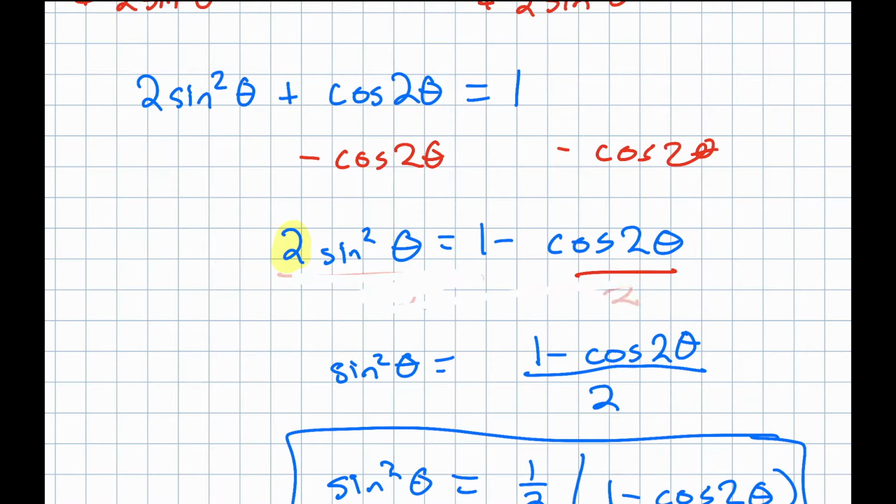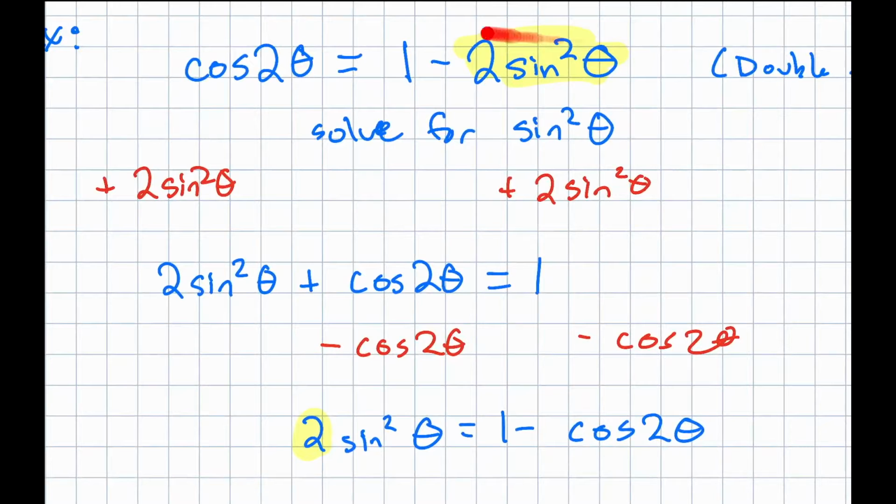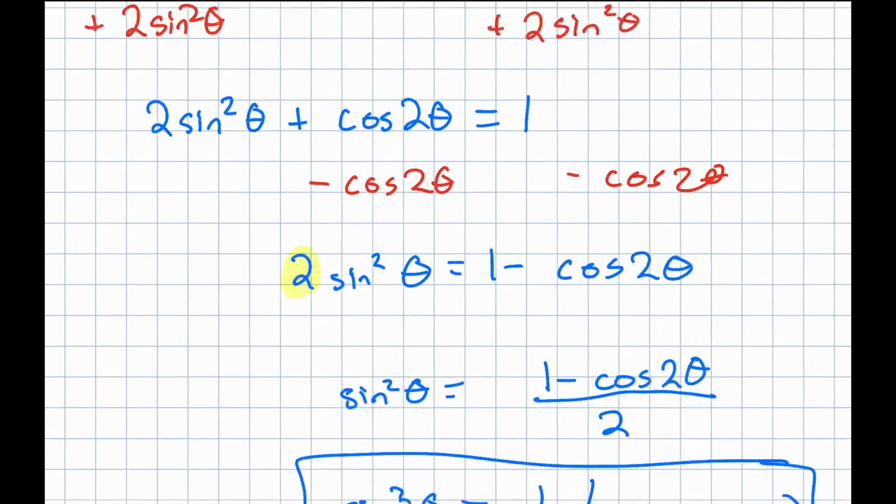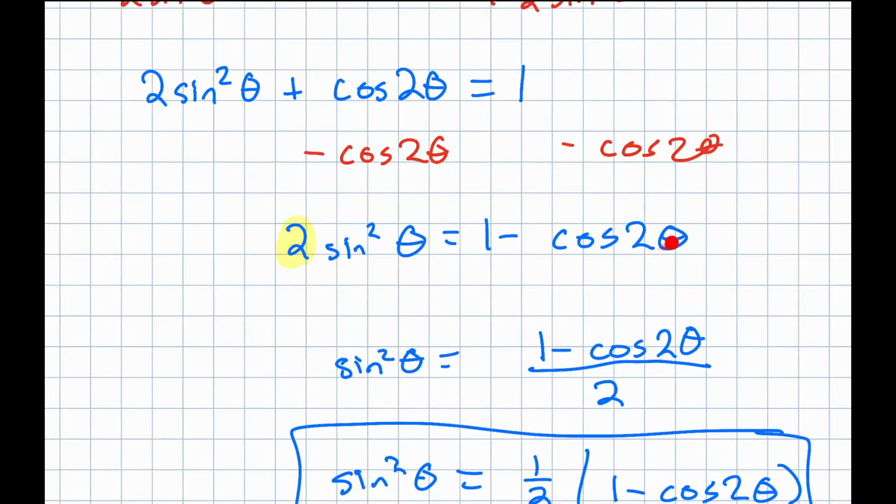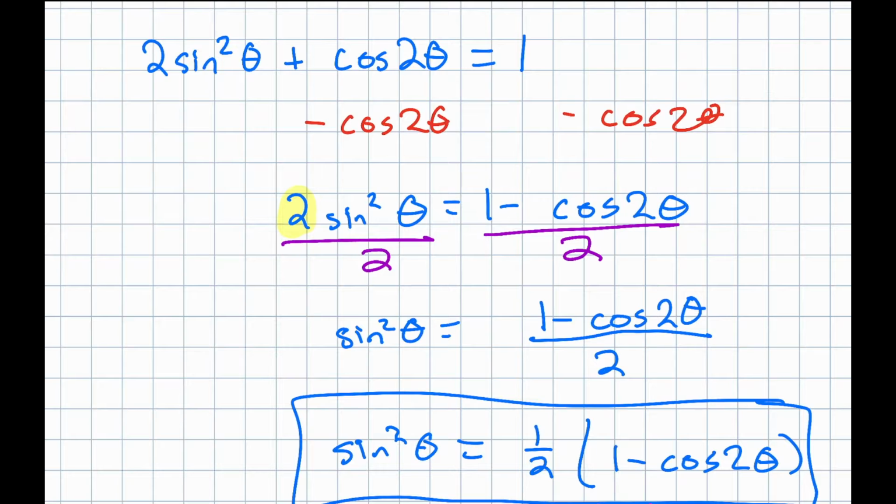So we just rearranged the original formula here, right? Basically we just took this and solved it for sine squared theta, or in this case 2 sine squared theta. We ended up here. Then you divide by 2, divide by 2, and then you end up here. Sine squared theta is 1 minus cosine 2 theta over 2.